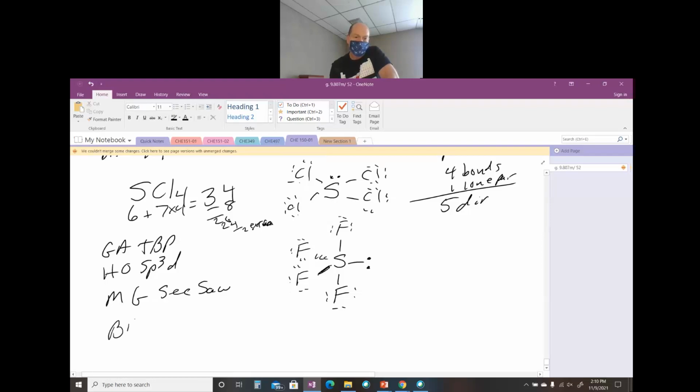All right, bond angle. So this time we have the 90. We also have the 180, and we now still have our 120. So we have all 3, the 90, the 120, and the 180. 90 from axial to equatorial. Between the 2 equatorials is 120, and axial top to axial bottom is 180-degree bonding.